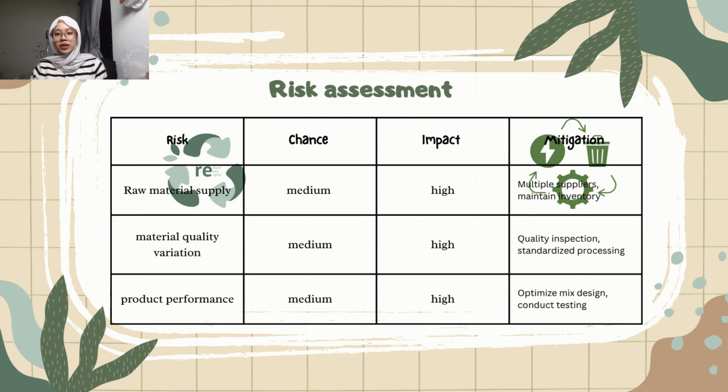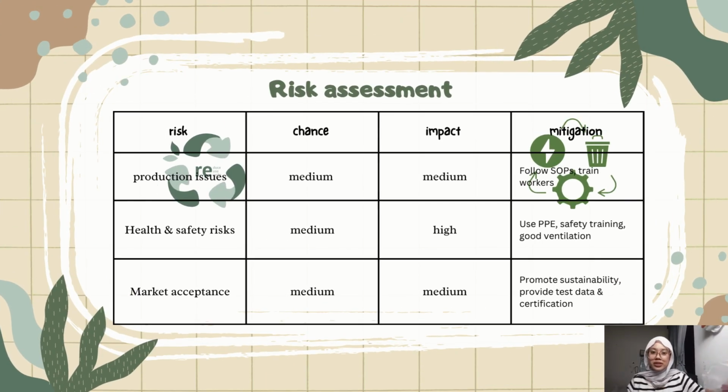The third is product performance failure, where the composite panels may not achieve the required strength or durability. This also has a medium likelihood and high impact. To overcome this, we will conduct extensive laboratory testing, optimize the mix design, and ensure the product complies with construction material standards. The second group of risks focuses on production, workplace safety, and market acceptance.